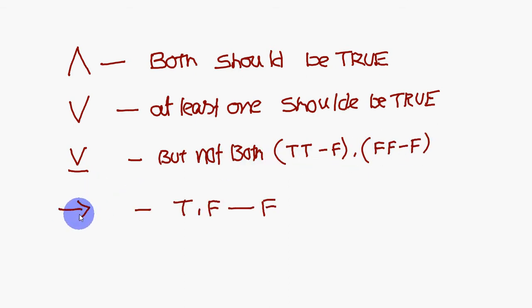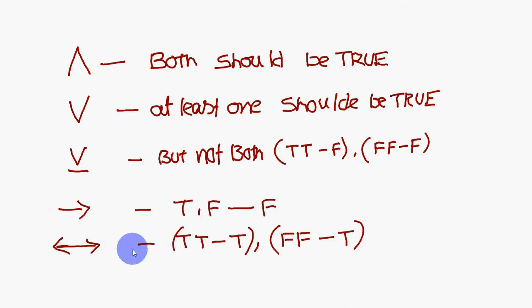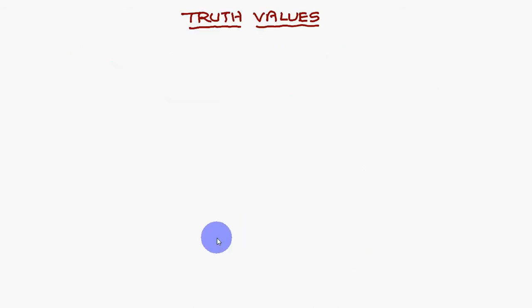So next one, conditional means TF gives F. So if the first statement is true and the second statement is false, then the result will be false. Biconditional means when both are true it's true, and when both are false it's also true. This you have to remember. Now let us discuss how to do the construction of the truth tables.